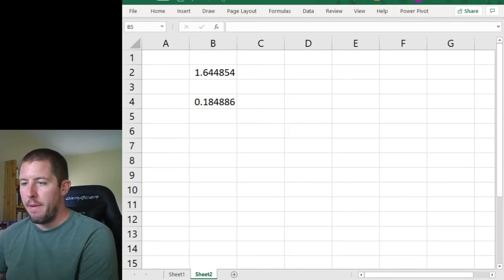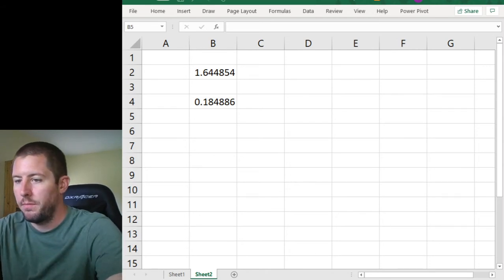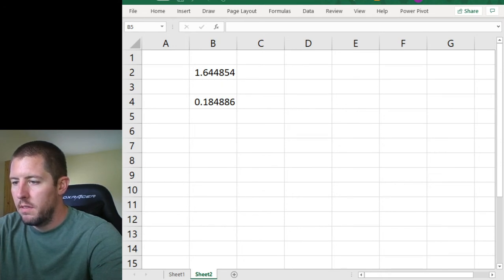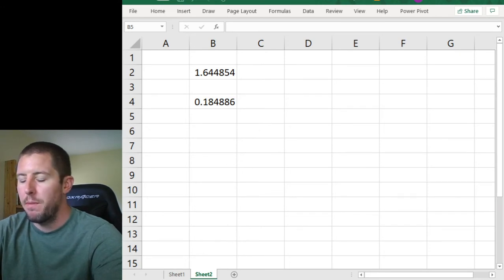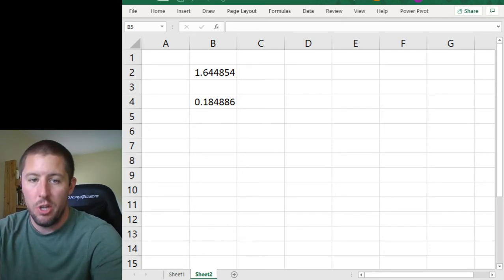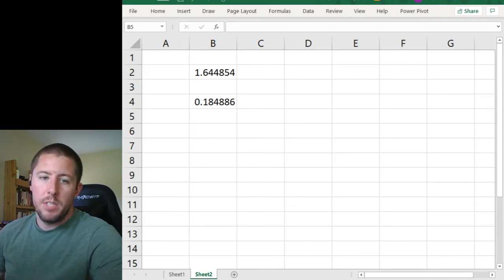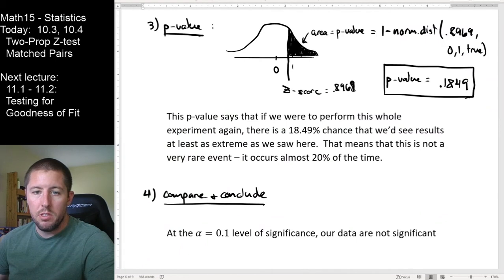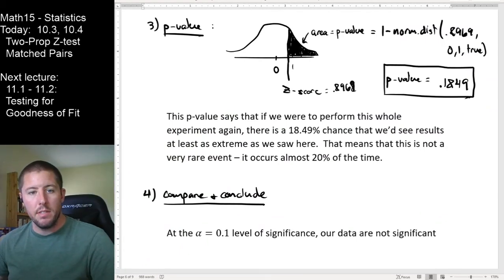And I'll go ahead and type out our conclusion for this guy here. At the alpha equals, what was it, 0.1 level of significance, our data are not significant, meaning they did not show any statistically significant difference from the null hypothesis suggestion that there is no difference. Oh my gosh. Sorry, I forgot to switch over here again. I'm struggling to keep these straight. Let me restate what I said since I was never on screen for this.